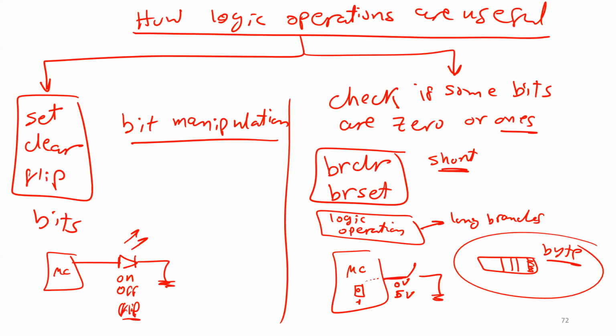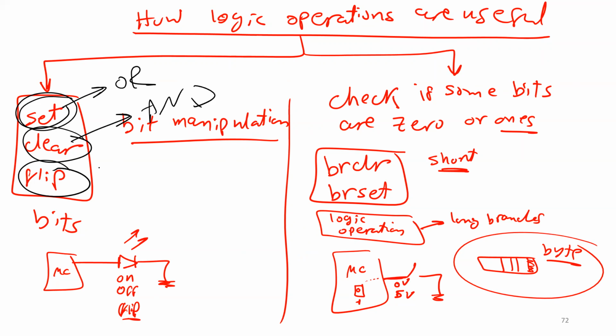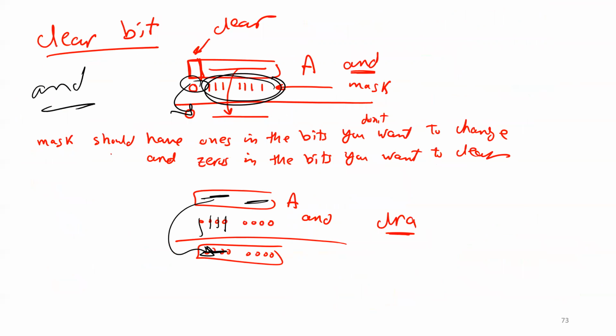Number 2, we are going to use this logic operation to do one of 2 things. We are going to do bit manipulation, or we are going to check some bits. In bit manipulation, it means I have a byte, I want to manipulate some bits, and I don't want to change the other bits. In this case, maybe you need to set some bits, clear some bits, or flip some bits. How can we do that? If you want to set some bits, you have to use logic OR. If you want to clear some bits, you have to use logic AND. If you want to flip some bits, you have to use XOR.